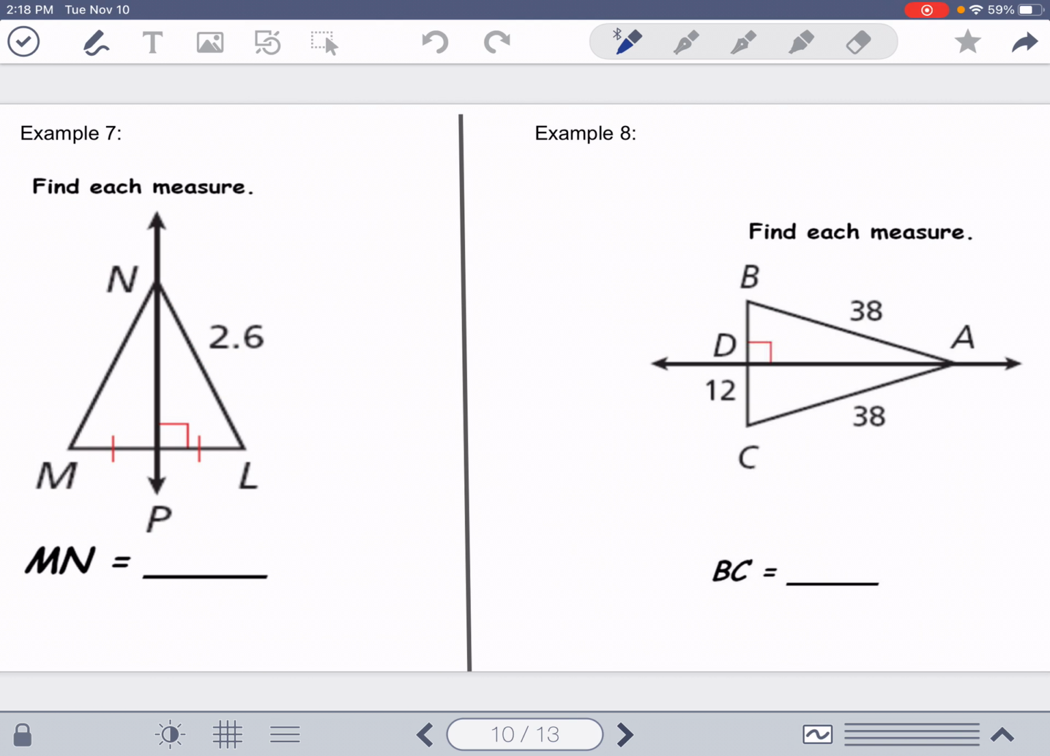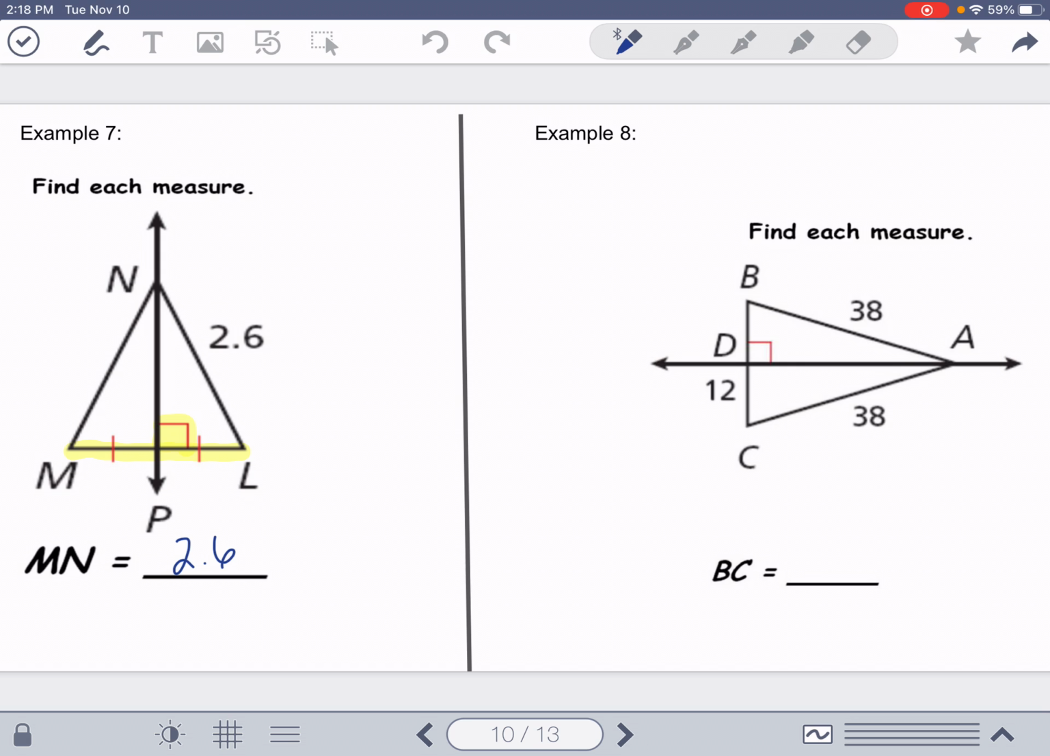Here's another example, example 7. If I have 2 pieces down here at the bottom that are congruent to each other, that means they've been cut in half. I have a right angle, so that means something's perpendicular. And when that scenario happens, I can say that NP is a perpendicular bisector. That means that NL, which is 2.6, will be the same as NM, or MN, however you want to say it, 2.6.